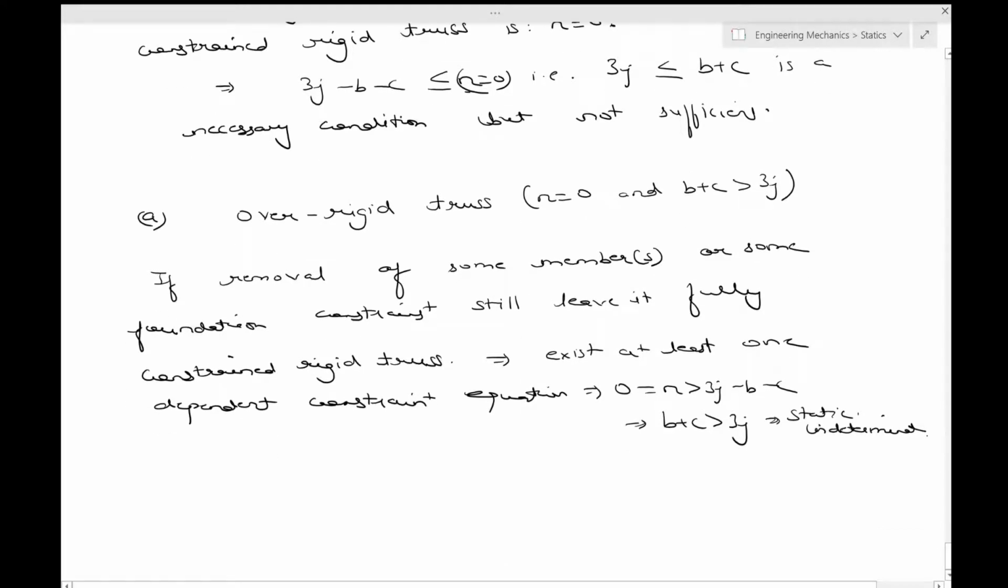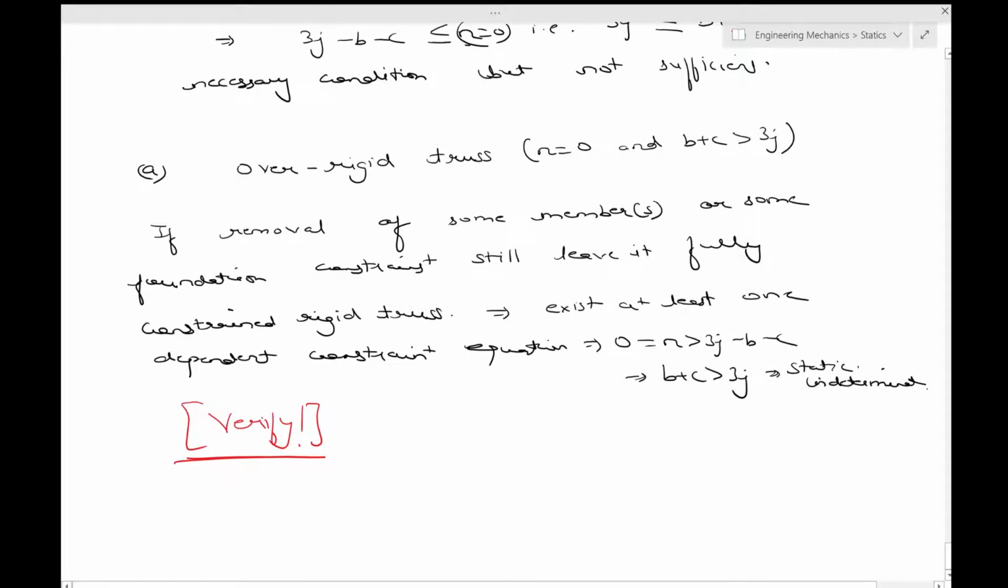So the language of this is all coming from linear algebra. So you must be very clear about the concepts of linear algebra, otherwise all this will seem like some sort of an alien language, okay? So please be very clear about the concepts of linear algebra while you see this. So b plus c smaller than 3j was the condition for statically determinate, so b plus c greater than 3j will be the condition for statically indeterminate.